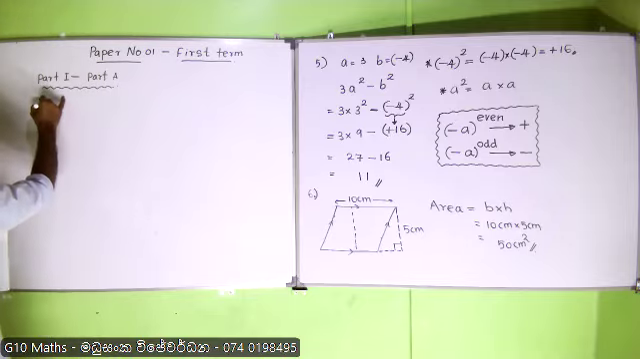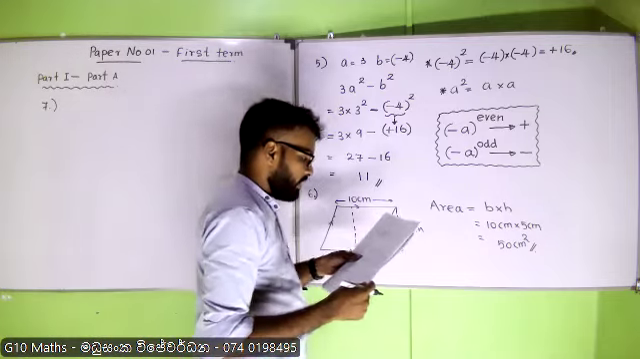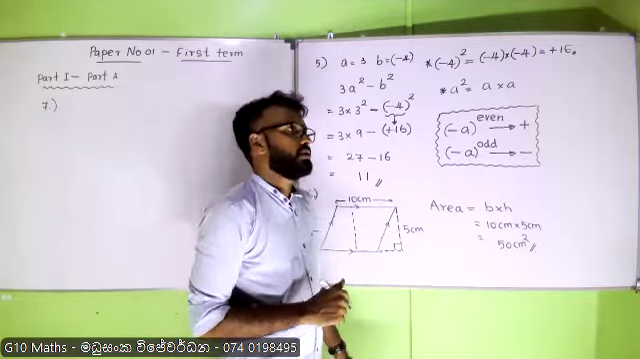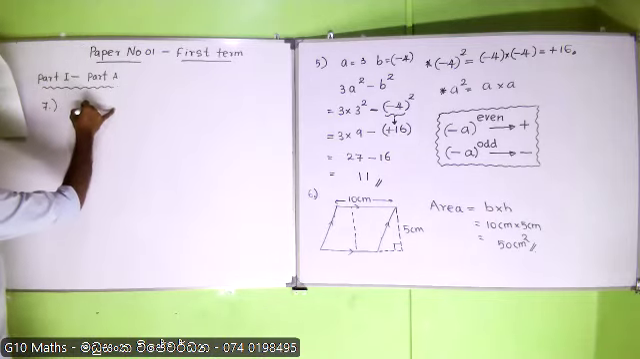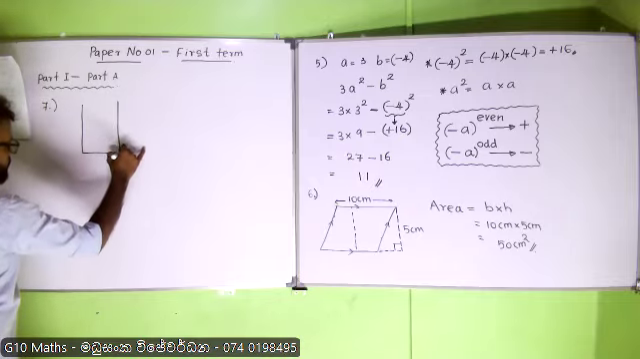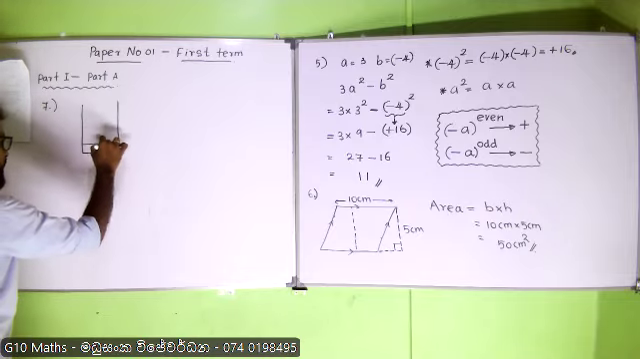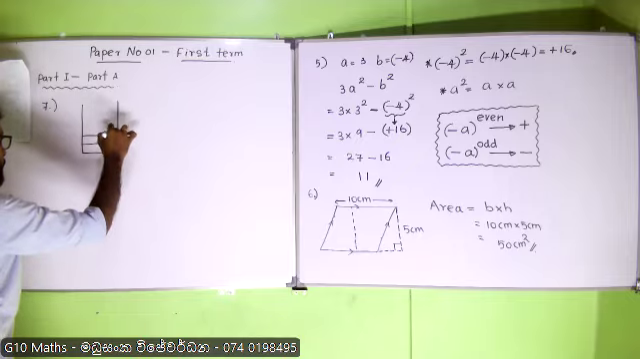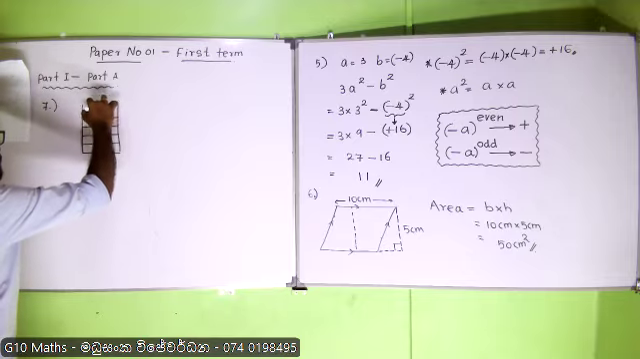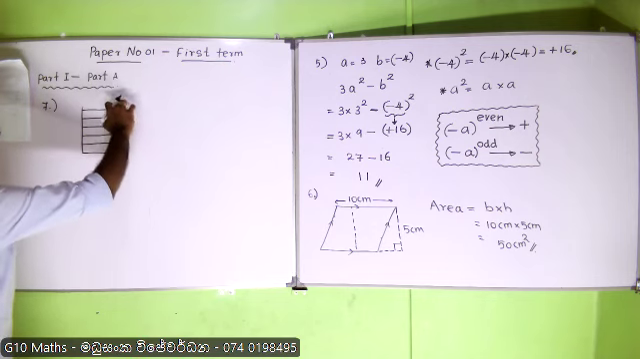Question 7. When 3/5 of a tank is filled, the amount of water in it is 3000 liters. What is the capacity of the tank? So there is a tank, something like this, and I am going to divide this tank into 5 equal parts.